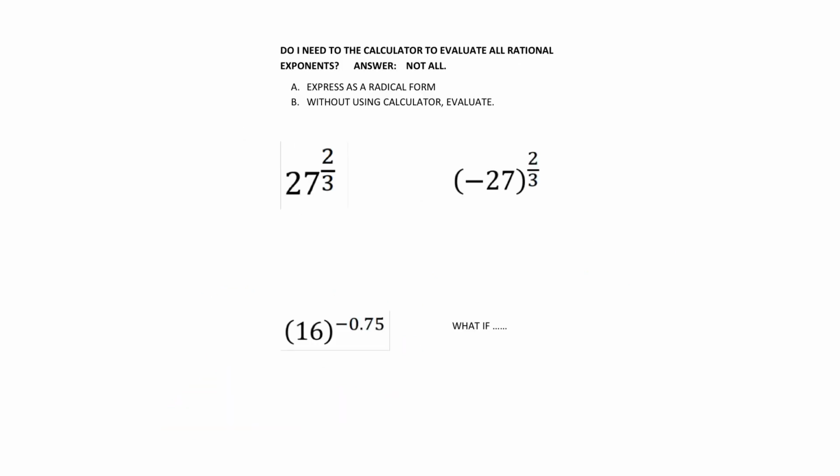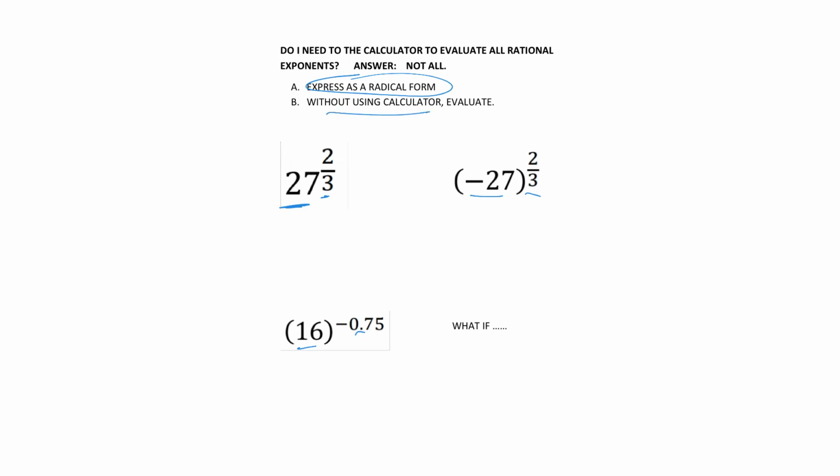So right now, let's go over some examples. In this case, you have everything in a base and exponents. Here's your base, exponent, base, exponent, base, exponent. And the question is, can you change it to a radical form? And then if so, can you evaluate it, well, actually, without using your calculator?